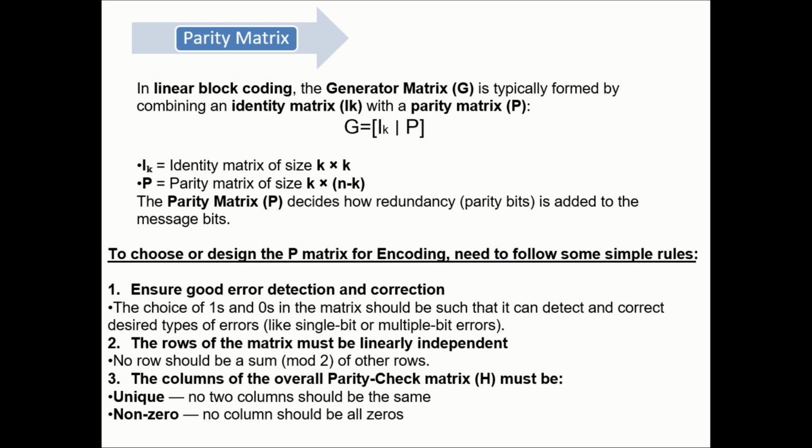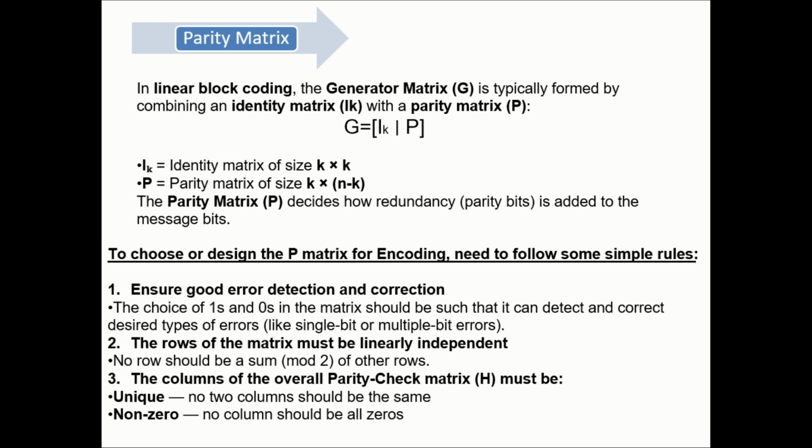So the K and the earlier K are both the same. The parity matrix P decides how redundancy bits are added to the message bits. To choose or design the P matrix for encoding, we need to follow some simple rules. The three rules are written over here. First, ensure it provides good error detection and correction capability, meaning the pattern of ones and zeros should be chosen so that the system can reliably detect and correct the intended types of errors.